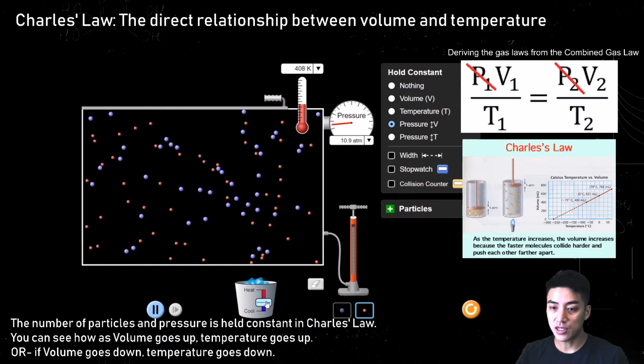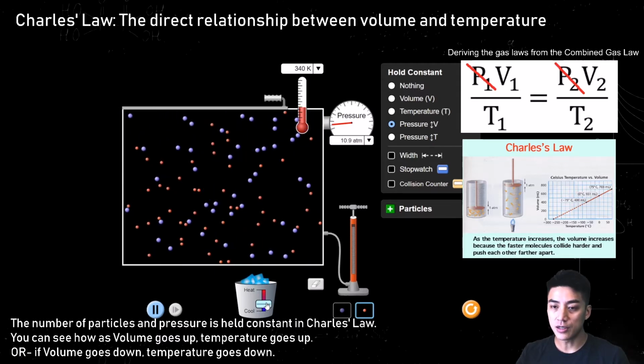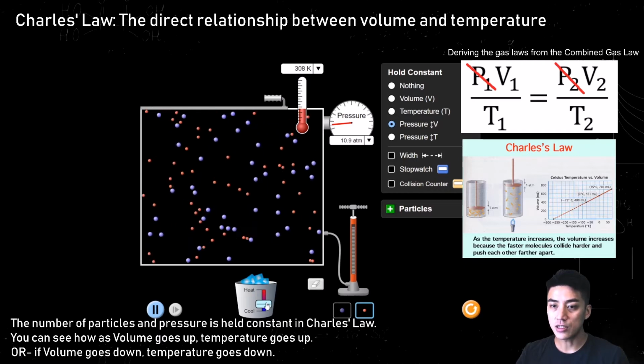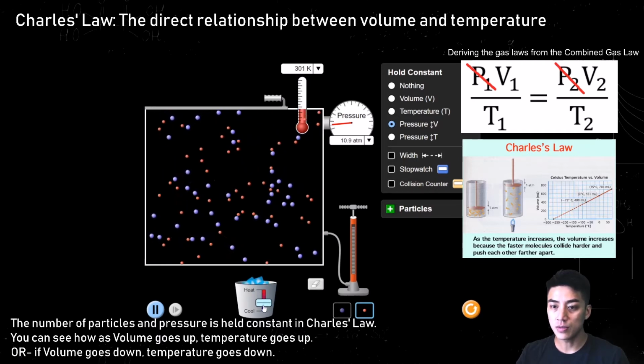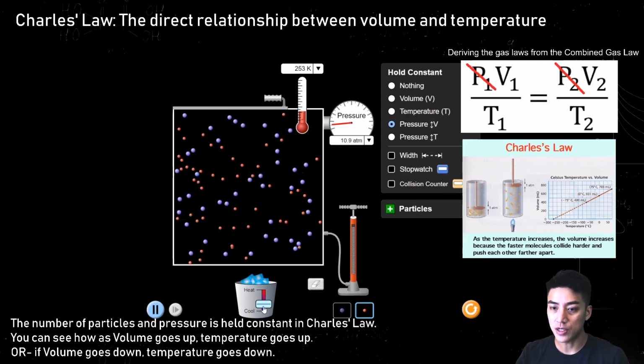If I cool this container, the temperature goes down and the volume goes down. So they both decrease. Again, it's a direct relationship between these two variables as pressure and the number of particles is being held constant.